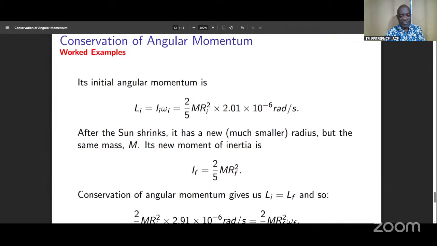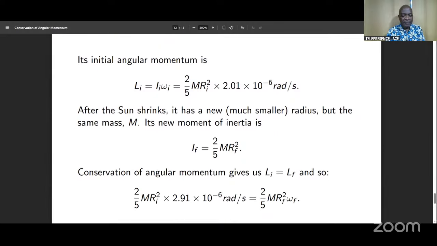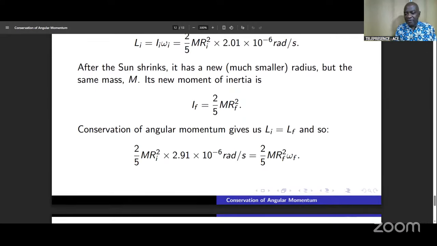After the sun shrinks, it will now have a new radius, much smaller. But the mass will still be the same because it is still the same sun, only that its radius has reduced because it has shrunk. So the new moment of inertia will be 2/5 m rf squared. And so conservation of angular momentum gives us that Li will be the same as Lf.